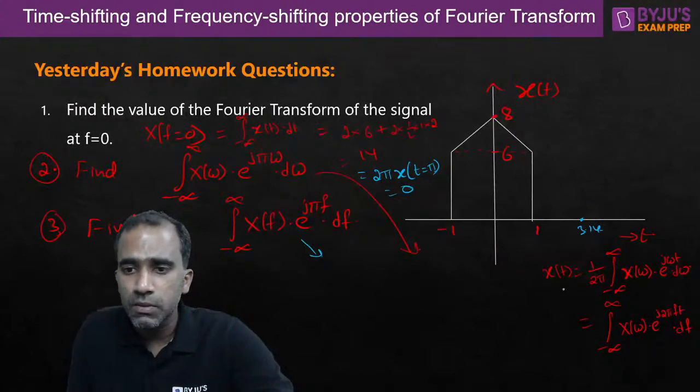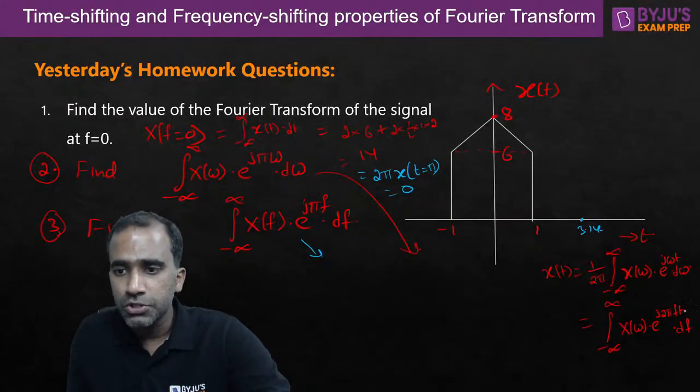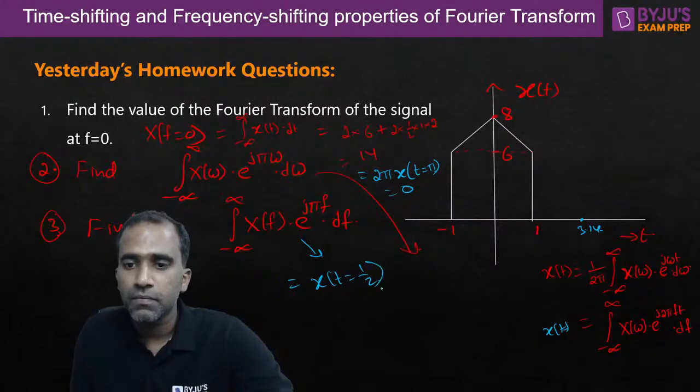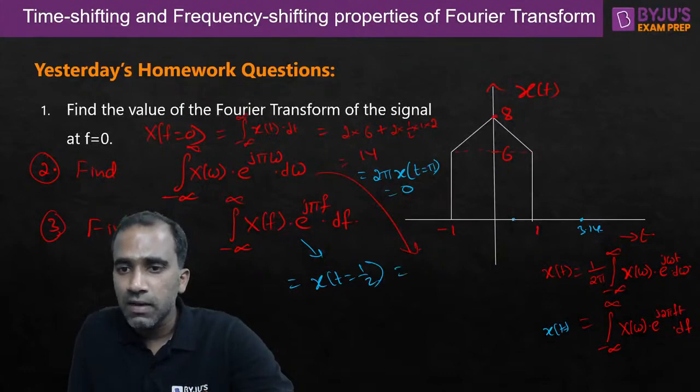Next one, let us see the next one. Let us compare this equation with this. What should we replace t with, so that we get this equation? If you replace t with 1 by 2, that 1 by 2 and 2 gets cancelled, it will become pi f. So if you replace t with 1 by 2, the third question is the same as x of t at t equal to half. So what is x at t equal to half? At t equal to 1 it is 6, at t equal to 0 it is 8, and at t equal to half it is the midpoint of 6 and 8, which is 7 units. So 7 is the answer.